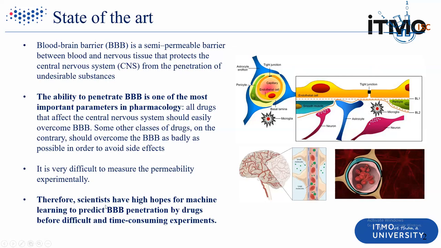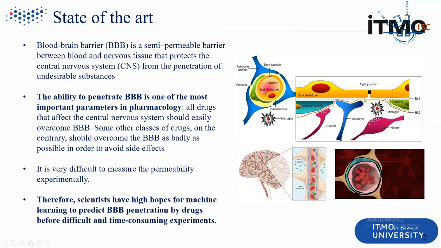Therefore, the scientists have high hopes for machine learning, also to predict the blood-brain barrier penetration by drugs before difficult and time-consuming experiments. And this is true. We wanted first to create machine learning models or simple regression models, and try to separate only those molecules which will permeate the blood-brain barrier more efficiently, and then we would go further, doing some sophisticated experiments either in vitro or in vivo.